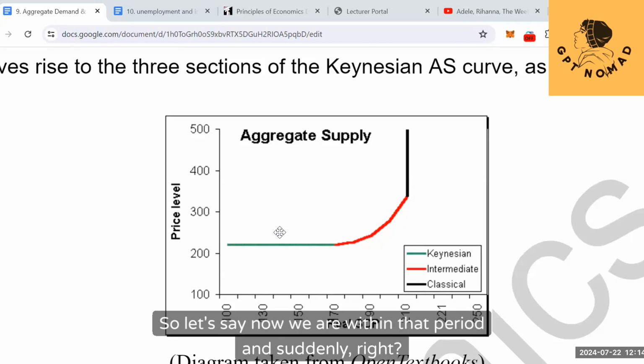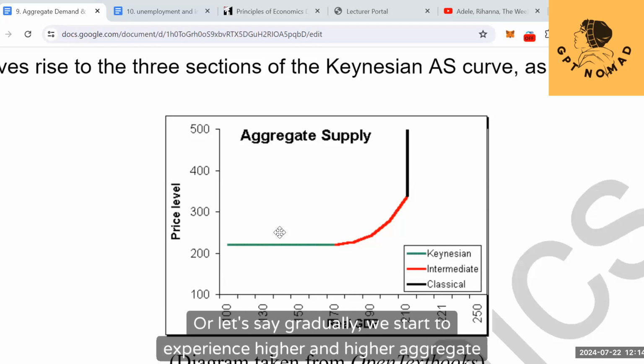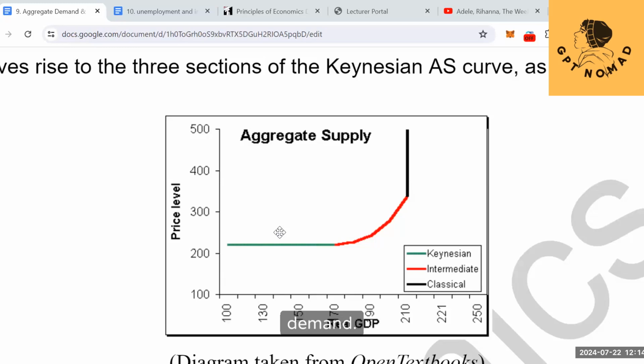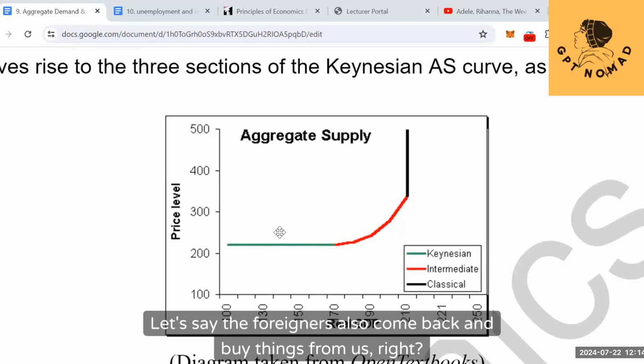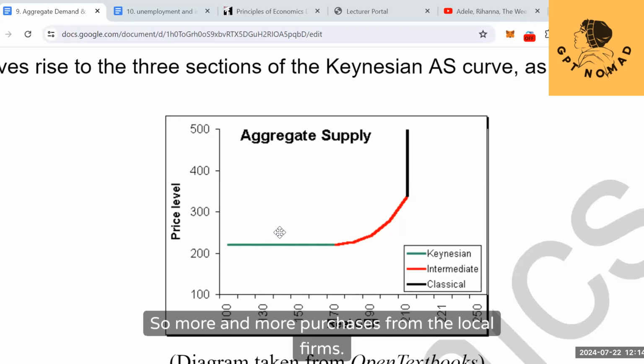So let's say now we are within that period and suddenly, or let's say gradually, we start to experience higher and higher aggregate demand. So as time passes, you realize that consumers come back to spend money. Let's say the foreigners also come back and buy things from us. So more and more purchases.